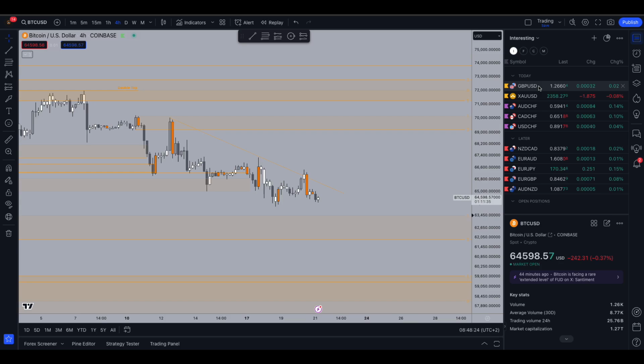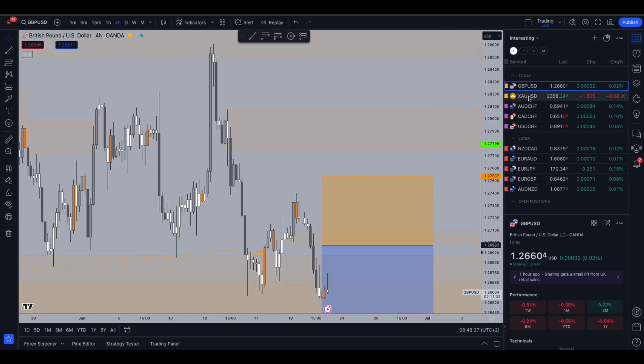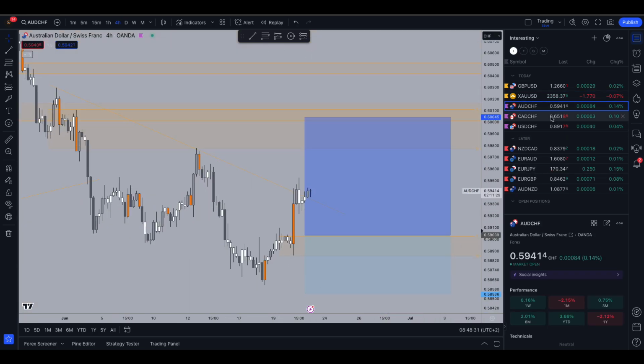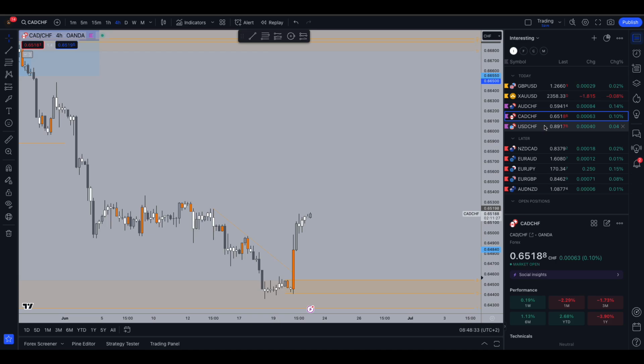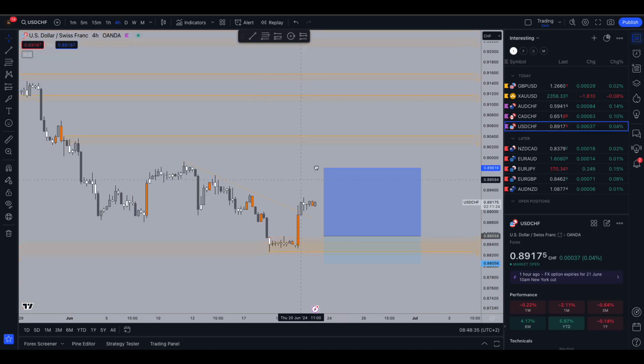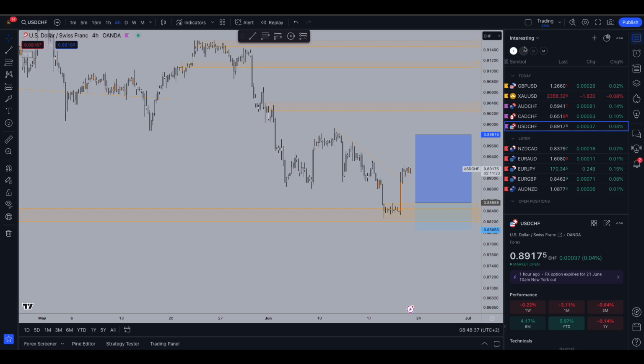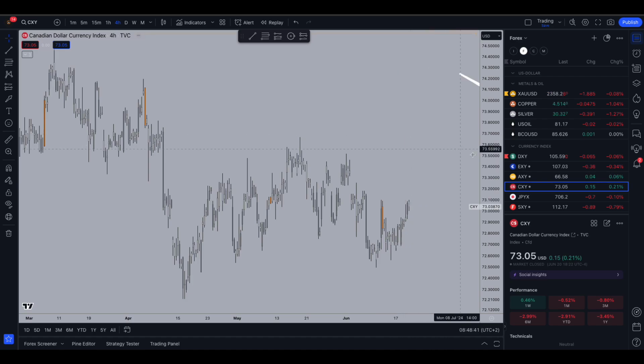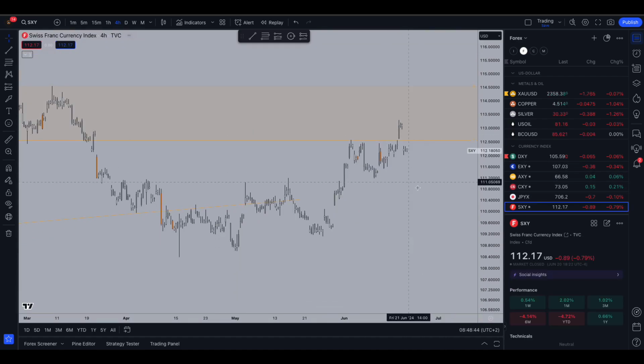Now, for now, I got GBP US dollar, of course, like we talked about. I got gold in here. I got AUD Swiss, and I got CAD Swiss and US Swiss for today. And why these Swiss pairs? That is mainly because if we go to the Forex pairs, what we can see on the overall Swiss currency index. So let's grab this one.